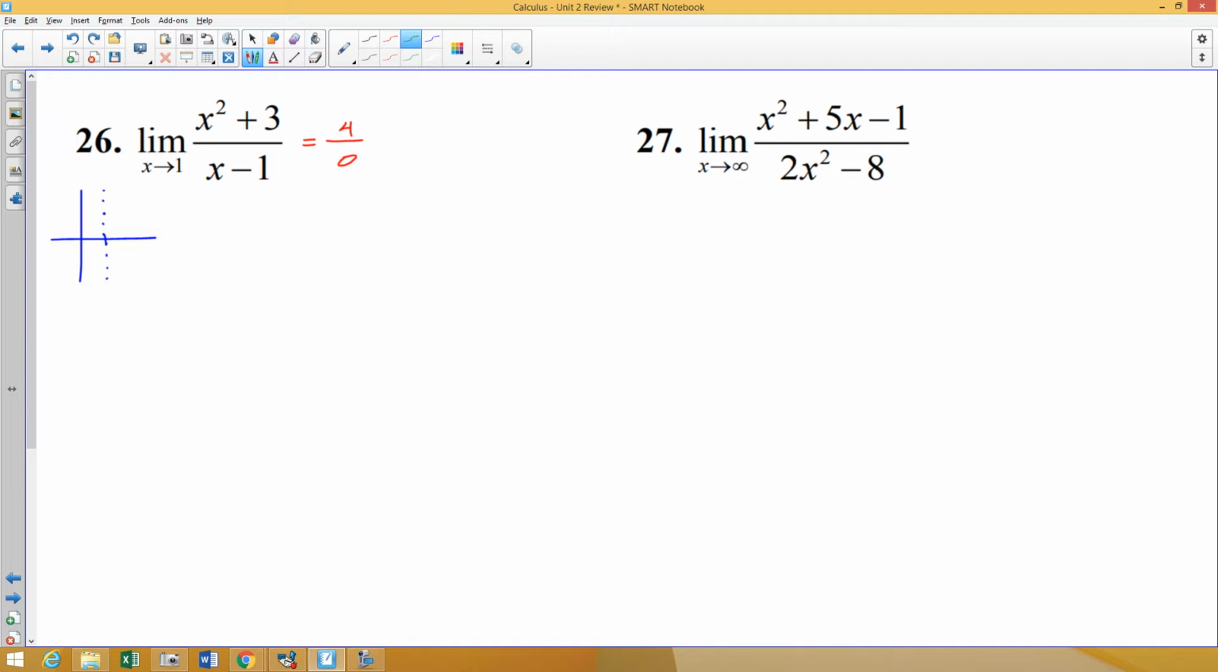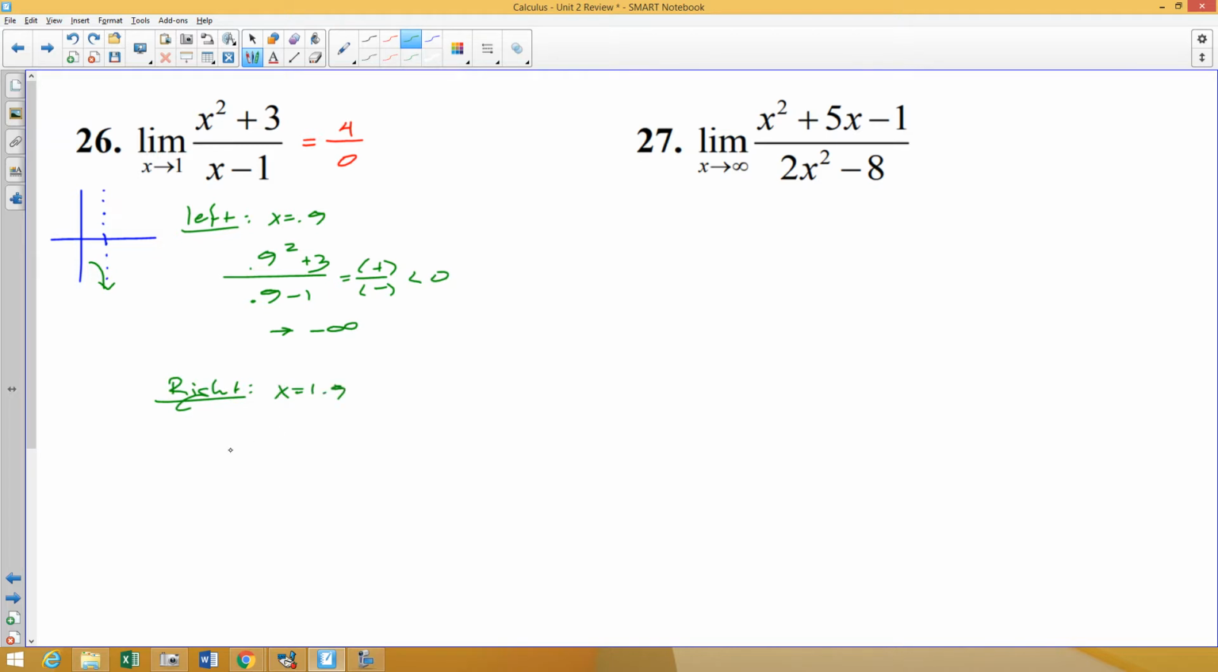So my left side, I'm going to test with like x equals 0.9. And if you plug in 0.9, 0.9 squared plus 3 over 0.9 minus 1 is going to be a positive over a negative. That's less than 0. So my left side is going to negative infinity, which means on the left side of 1, we're going down forever. If I test the right side, I'm going to plug in something like 1.9.